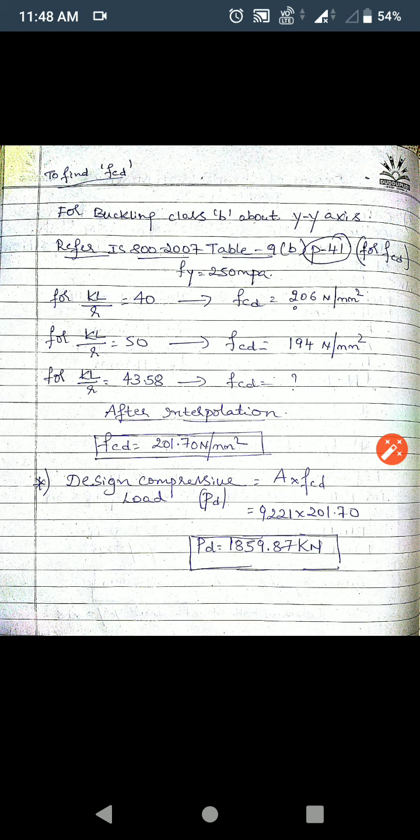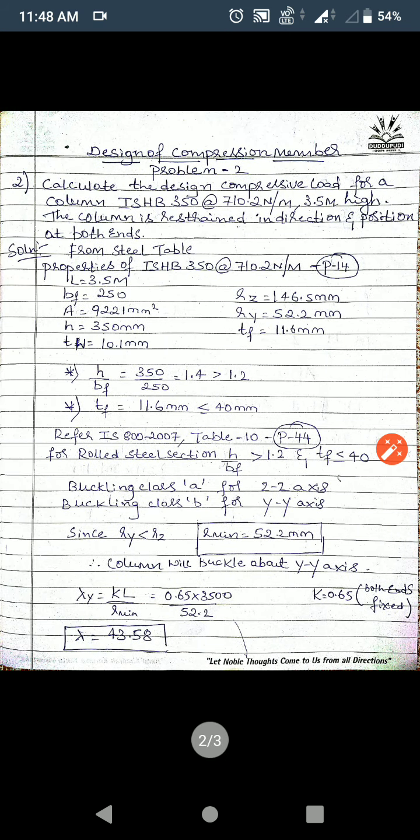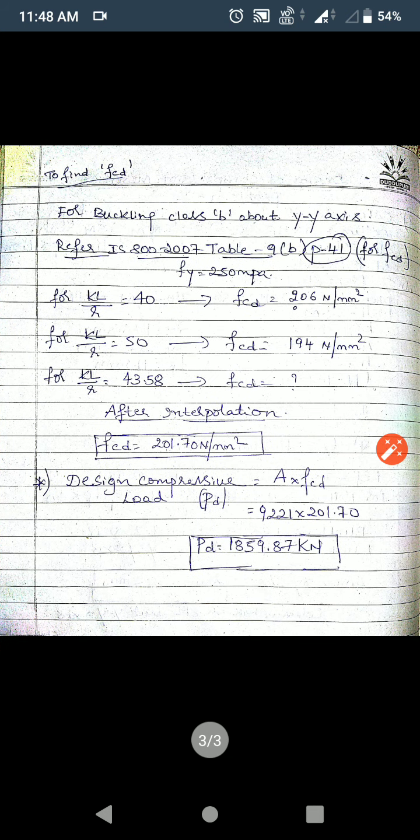The question is to find the design compressive load, that is given by area into fcd. Area is given in the properties of the steel section, 9221, into design compressive stress after interpolation, 201.7. So the design compressive load is 1859.87 kilonewton. So this is a simple problem on design of compression members.